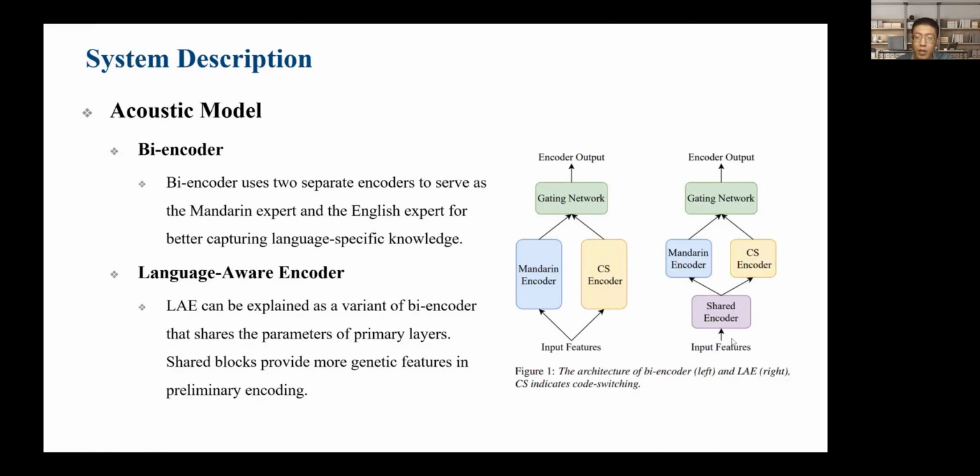Similar to bi-encoder, language-aware encoder also contains two parallel ASR blocks, as shown on the right of Figure 1. The main difference between LAE and bi-encoder is that LAE contains an ASR shared block followed by the ASR blocks. LAE can be explained as a variant of bi-encoder that shares the parameters of primary layers.